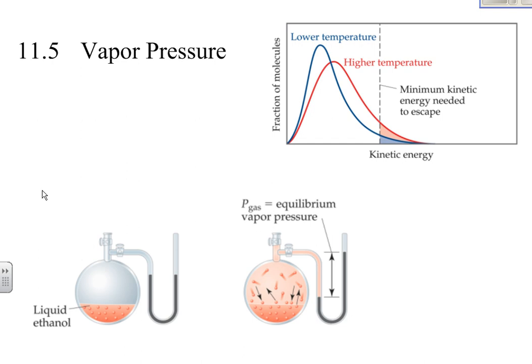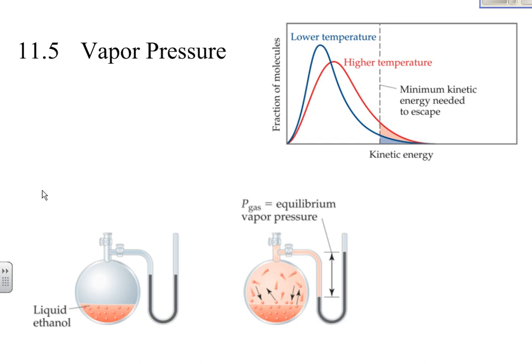Eventually it reaches a point of equilibrium. Those gas particles, as they get up to the top, they can then condense from the gaseous state back down to the liquid state. But it creates what's called a vapor pressure equilibrium, and it happens when we get to the equilibrium between the number of molecules that are evaporating and the number that are condensing.